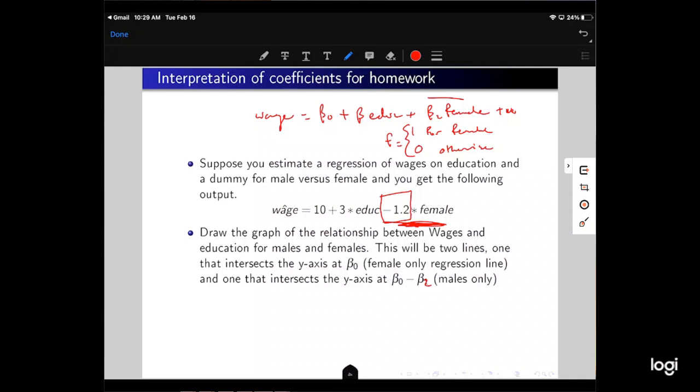And then the marginal effect of an additional year of education is $3 additional per hour, but this does not depend on the female dummy. So the slope, or the relationship between education and wages, is always going to be 3. The only thing that's going to change is the intercept, the starting point.